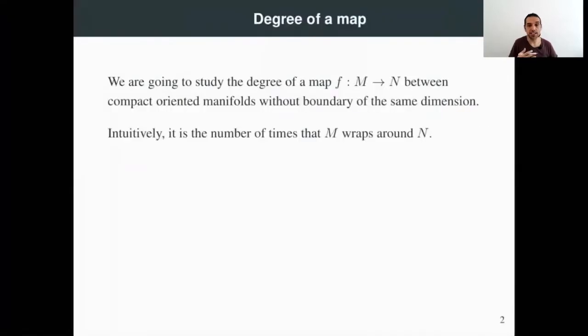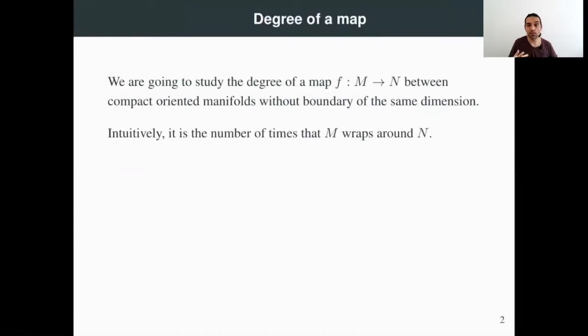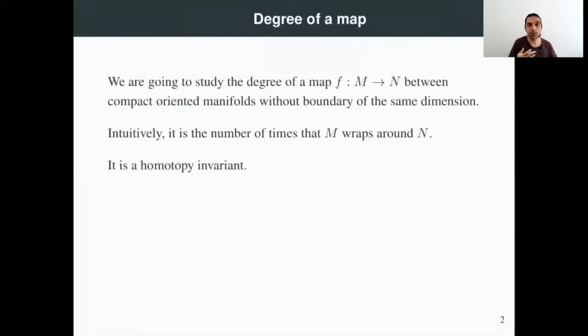Okay, intuitively, this degree is the number of times that M wraps around N, counted in an algebraic way, because it can be, for instance, negative. And we are going to see in the next lectures that it is a homotopy invariant, which makes it interesting because we can use the degree, for instance, to determine sometimes whether two maps are not homotopic, and also allows us to calculate in a simpler way many times the degree of a map, because we just have to find a simpler map in its homotopy class and calculate the degree for the latter map.